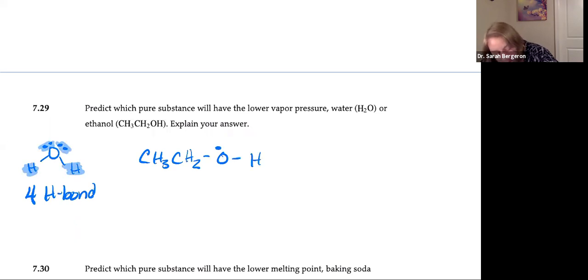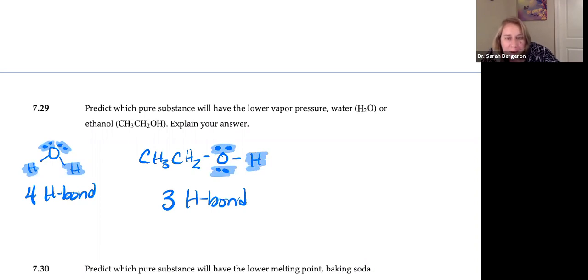So how many do I have? Okay, well here I have 2 sites that can be acceptors. Oh, but I only have 1 site here that can be a donor. So this one is going to make 3 hydrogen bonds. So which one's going to be stronger?